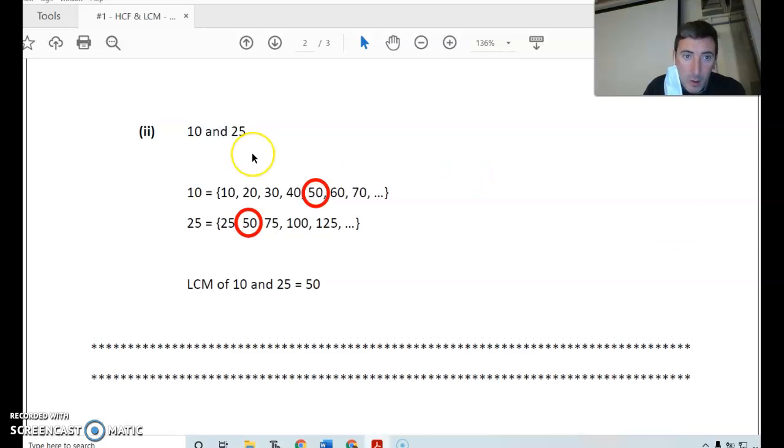There's another one: lowest common multiple of 10 and 25. So multiples of 10: 10, 20, 30, 40, 50, 60, 70, 80, 90, 100, 110, 120, and so on. Multiples of 25: 25 by 1 is 25, by 2 is 50, 75, 100, 125. And what we've got here is 50 being the lowest common multiple. 100 would be another common multiple, so would 150, so would 200, but 50 is the lowest common multiple.